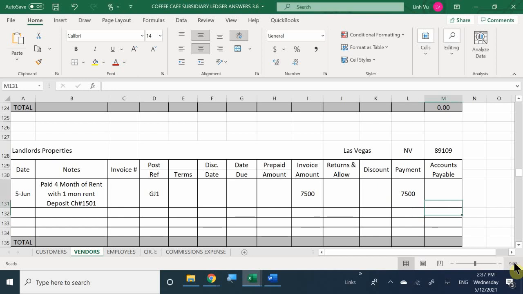Okay? And again, accounts payable is the next account over. This is where it's important how you enter in your formula, because this is how you can tell how much money you owe a vendor.